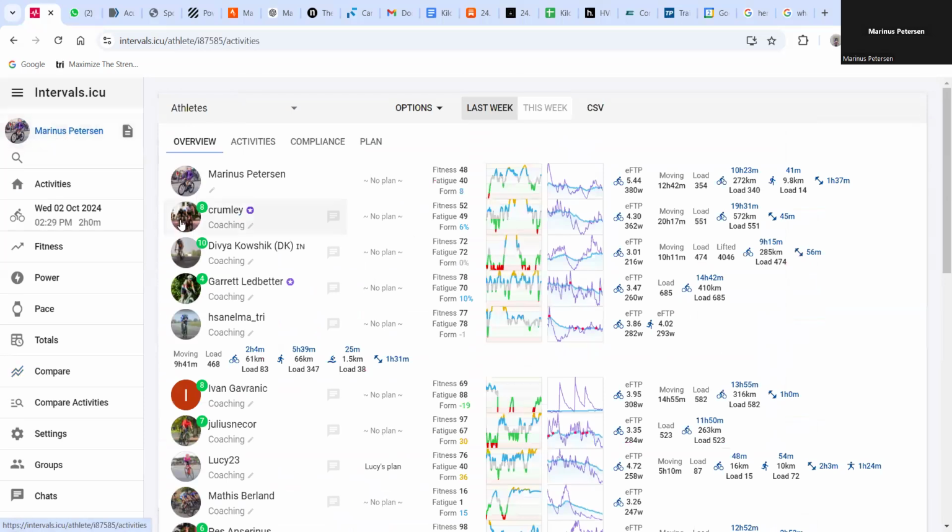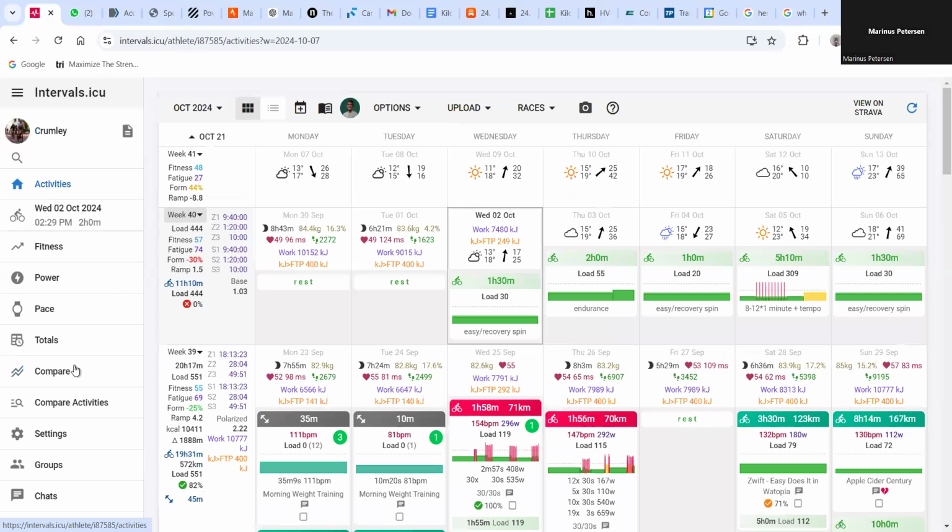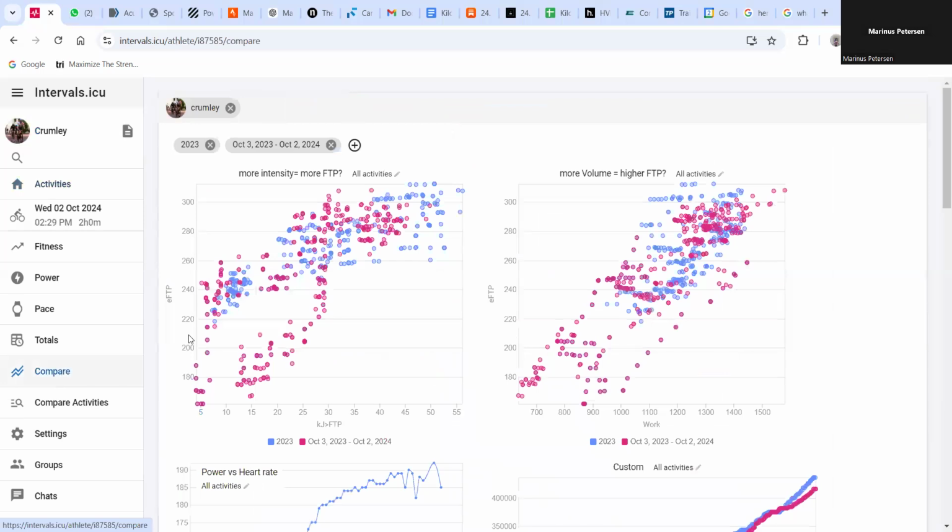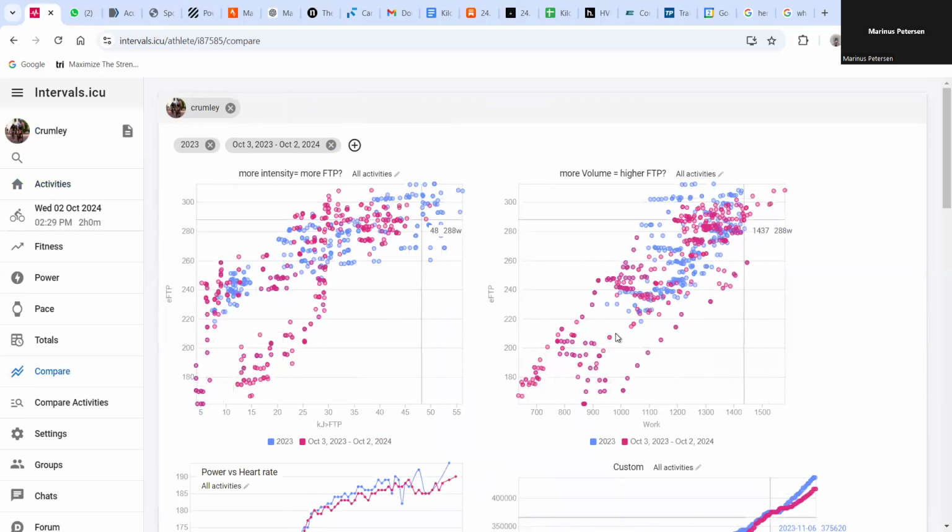And in fact, this is where I started feeling more reassured, because I start going through my other clients and looking at, does more volume equal higher FTP? Yes, pretty good correlation there. More intensity? Yeah, correlation, but not as good as that. So that's pretty good correlation. More volume is higher FTP.